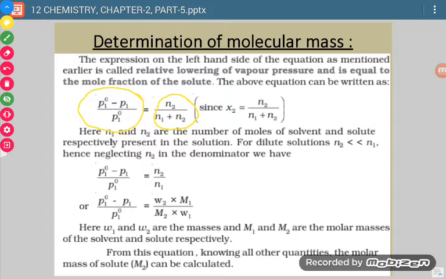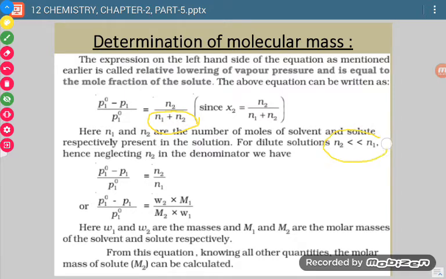Now for the sake of simplicity, we already know that the number of moles of solute will be very small as compared to the number of moles of solvent. So we can neglect this term. In this case, n1 plus n2 can be written as approximately equal to n1 only. Why have we done this?